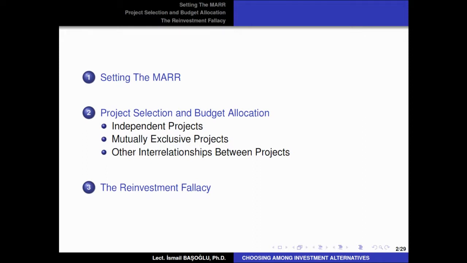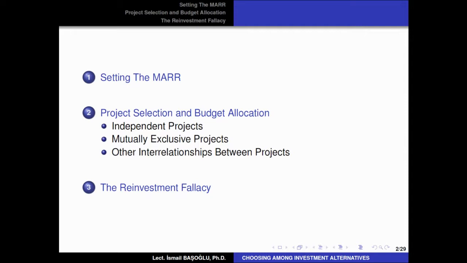So the outline is as follows. First, we need to determine how we can set the minimum attractive rate of return to evaluate the investments. We will have alternative investments for project implementation, and we are going to evaluate the performance of these alternative investments by looking at their performance metrics under a specific minimum attractive rate of return. Then we will see how we can select the project and how we can allocate our budget.